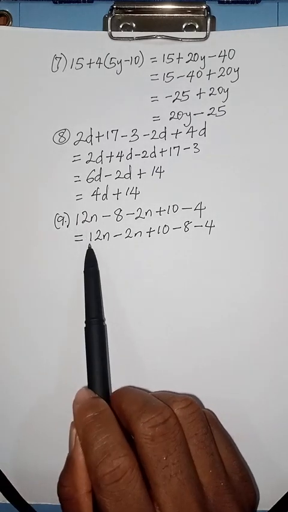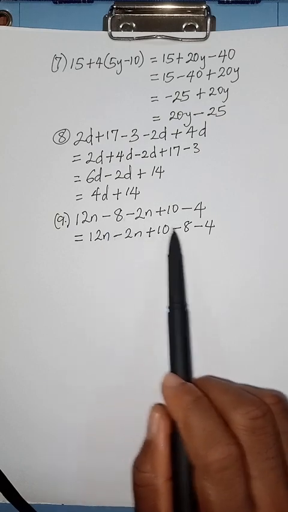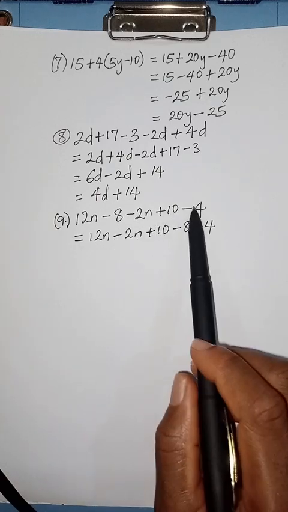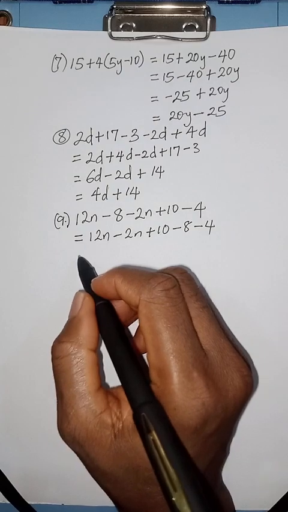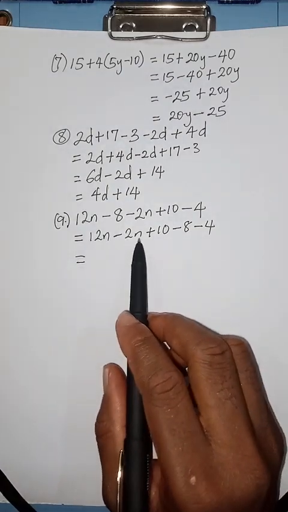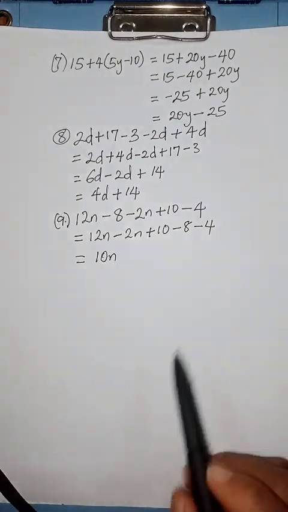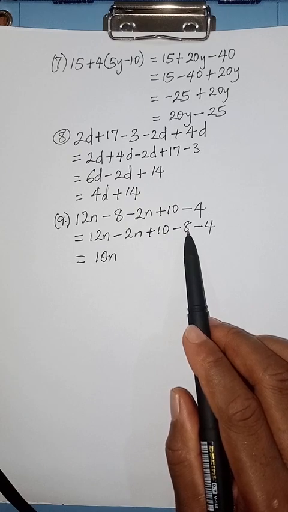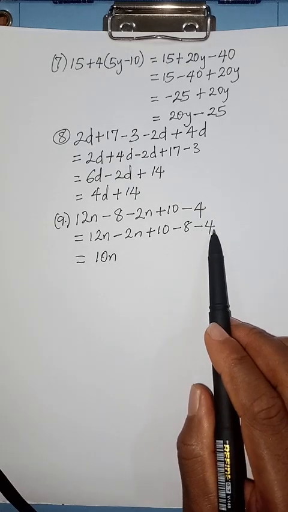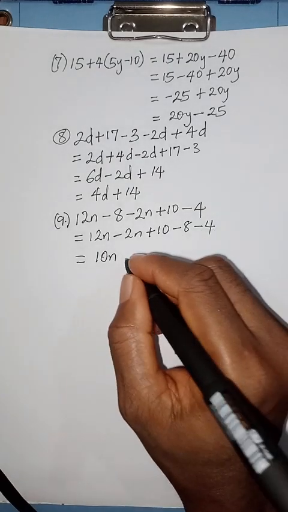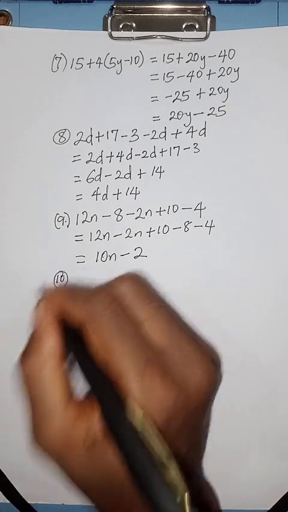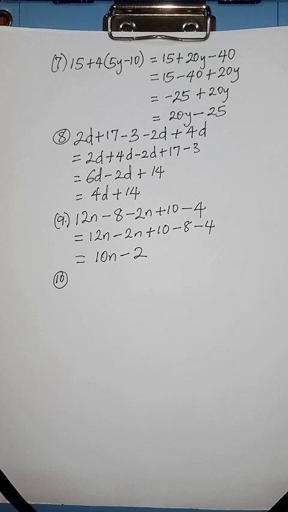This is plus 12n, this is plus 12n. Minus 8, minus 8. Minus 2n, minus 2n. Plus 10, plus 10. Minus 4, minus 4. So that's correct. 12n minus 2n is 10n. 10 minus 8 is 2. And that 2 minus 4 will be minus 2. So that's the answer to my question. Number 10. The work is becoming easier now, right?